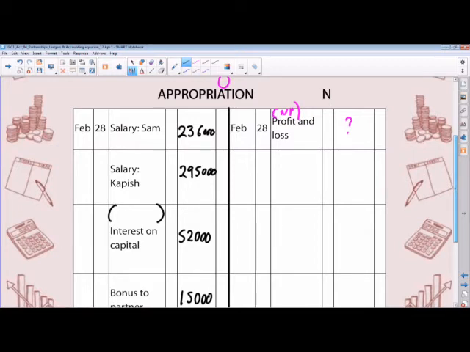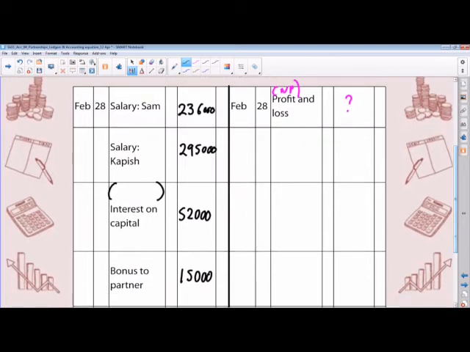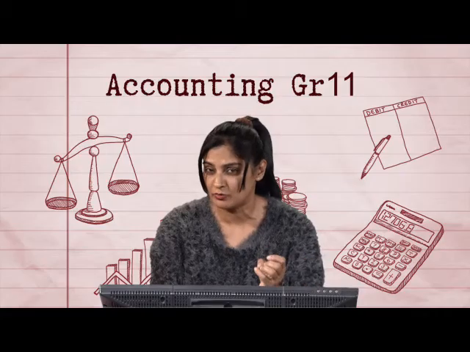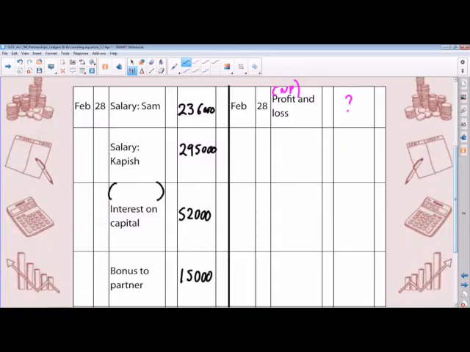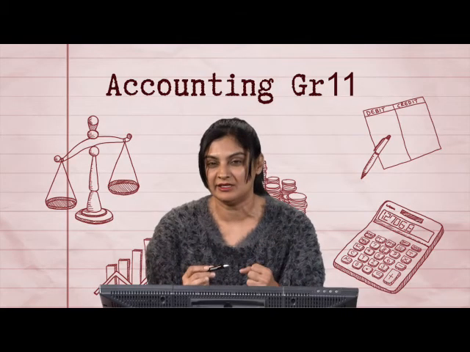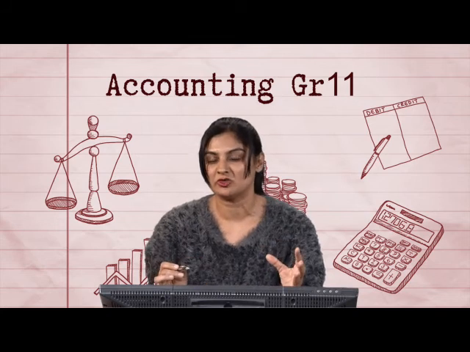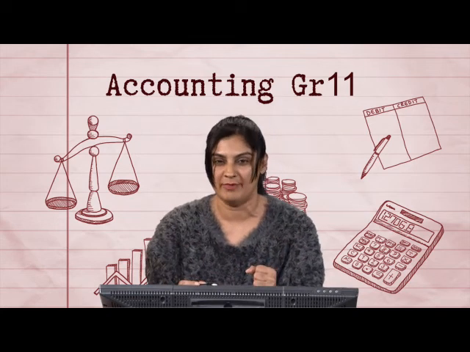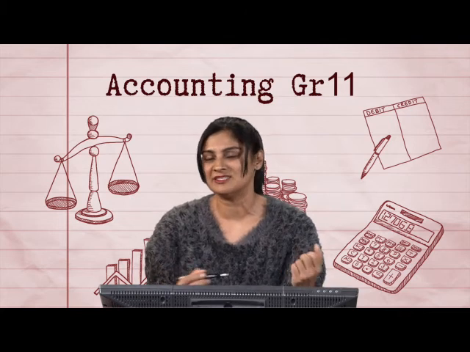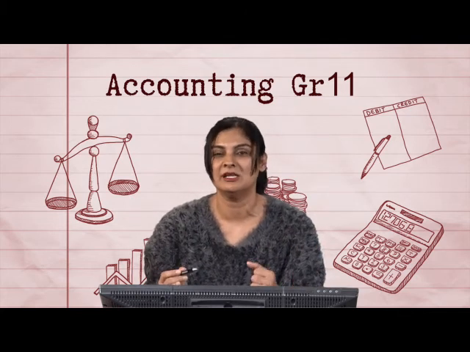So at this point, if we did have the profit and loss amount, we would calculate your remaining profit. Now remember guys, remaining profit, you would have taken profit and loss and you would have subtracted your salary, your interest on capital, and your bonus, and that would have given you a remaining profit or a remaining loss. Now in this case, that remaining profit was already given to you. So in other words, this question wants us to work backwards, which is not difficult. It may seem a bit tricky, but trust me, it's really not difficult.